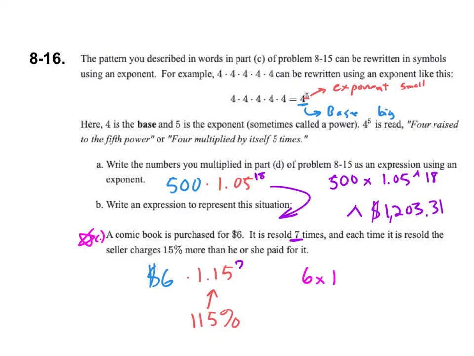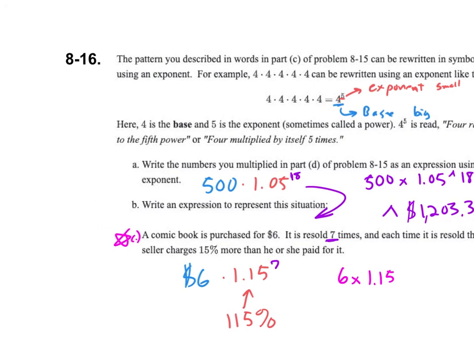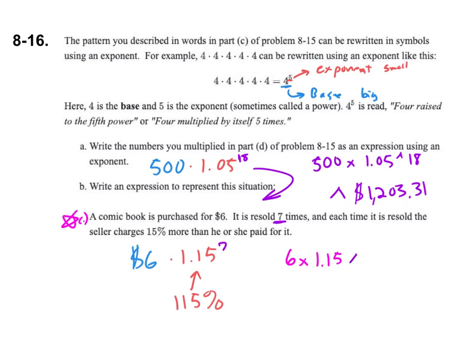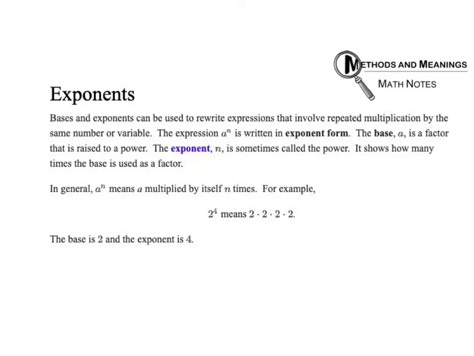6 times by 1.15, and then use that caret key again, raised to the 7th power. And that tells you that your final cost, the final cost if somebody bought this, is $15.96. So the original comic book was bought for $6, but it increased in value because somebody bought it for $15.96. So all this is summarized in the math notes here about exponents.